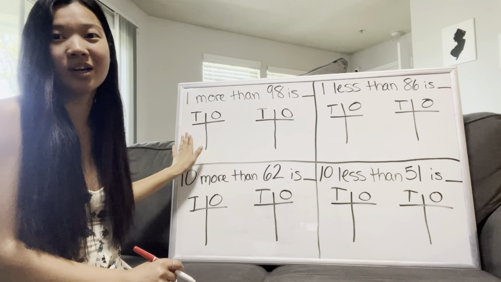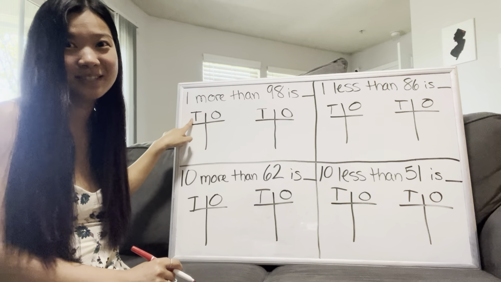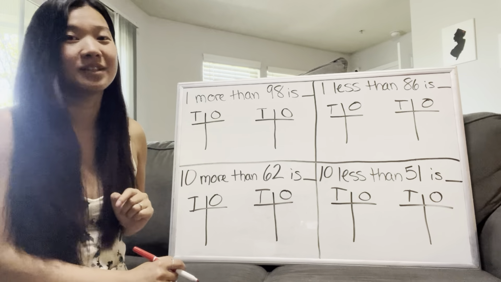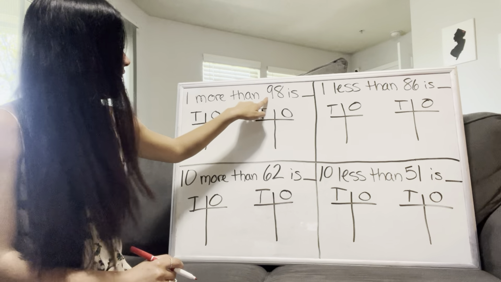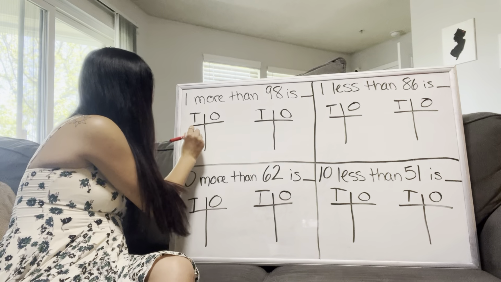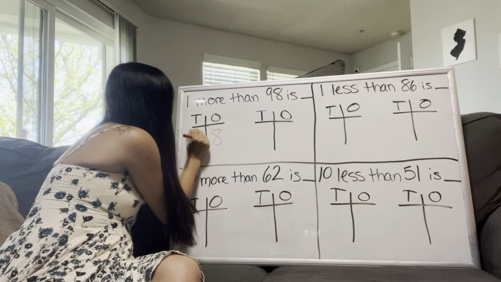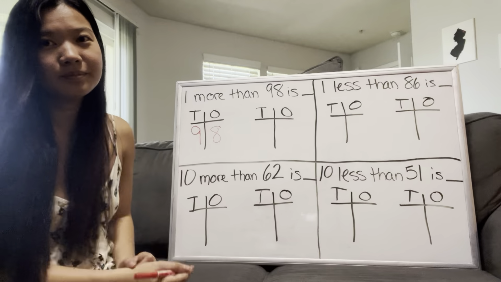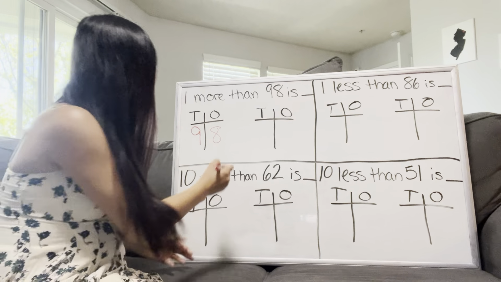So I'm going to start with my place value charts. Over here I have a T for tens, this is my tens place, and over here I have an O for ones, that is my ones place. So I'm going to start with the number that they give me, 98, and write that in to my place value chart.